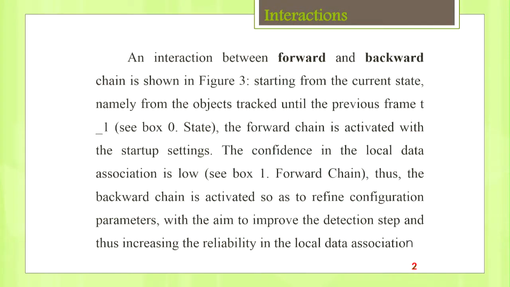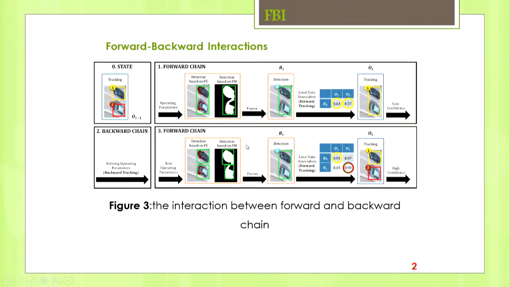Interaction. An interaction between the forward and the backward chain is shown in Figure 3. In Figure 3, an example shows the interaction between the forward and the backward chain, starting from the current state, namely from the objects tracked until the previous frame t-1. In box 0, the forward chain is activated with the startup setting.